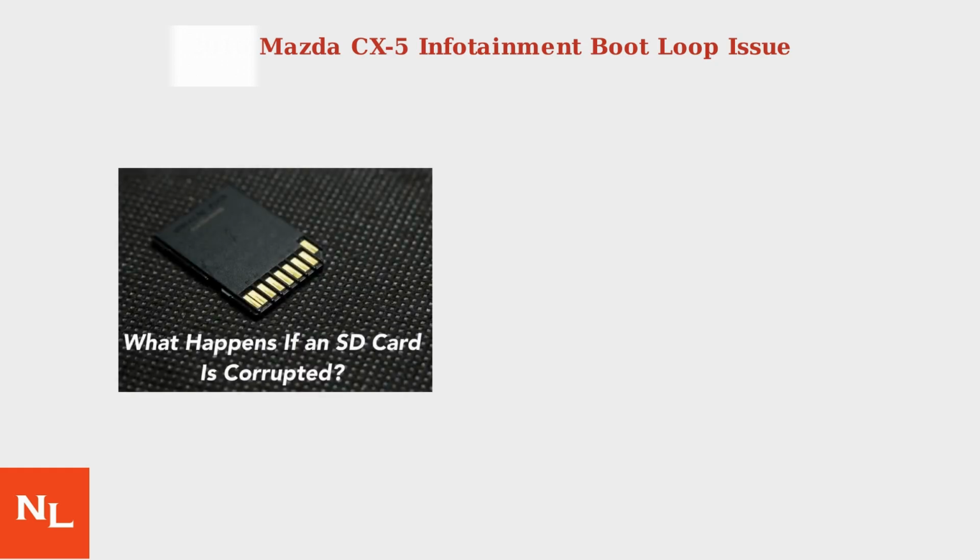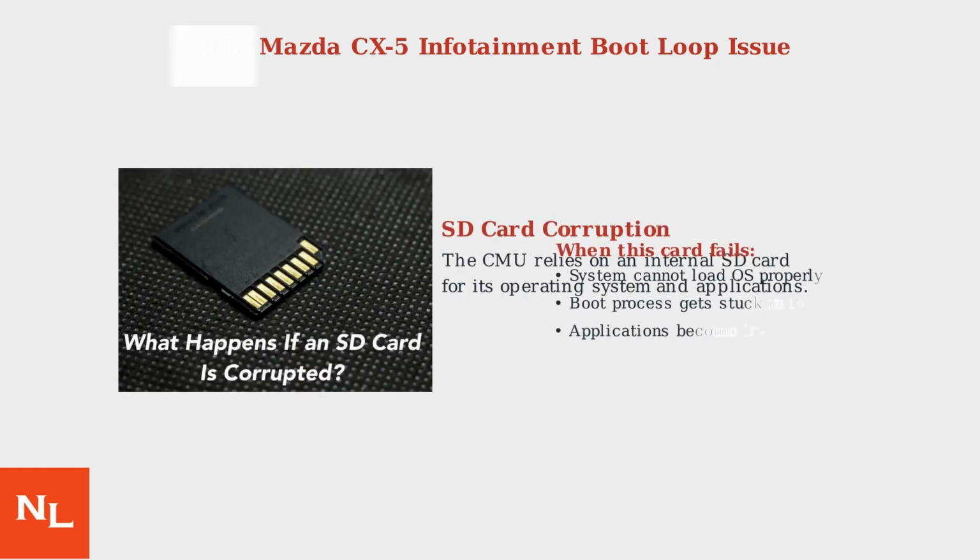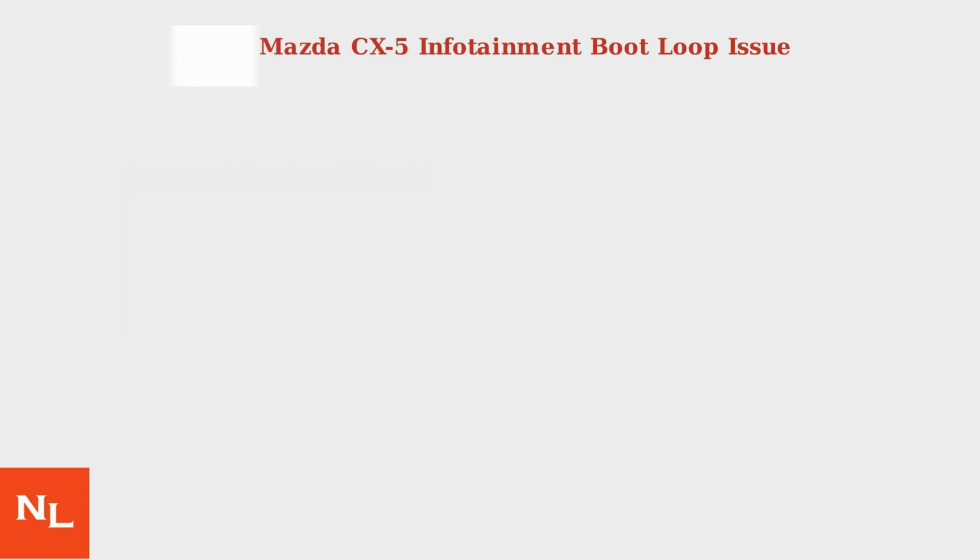The connectivity master unit relies on an internal SD card to store its operating system and applications. When this card becomes corrupted, the system cannot load the OS properly, causing the boot process to get stuck in an endless loop. To understand why this happens, we need to look at the system architecture. The CMU runs a Linux-based operating system.